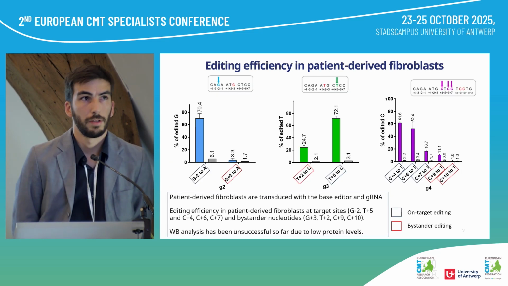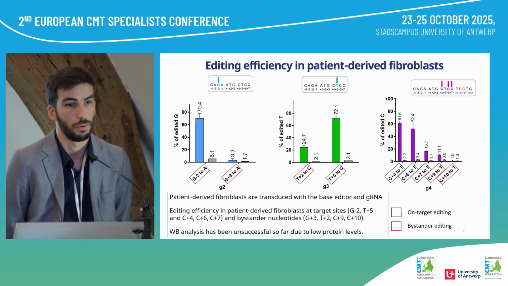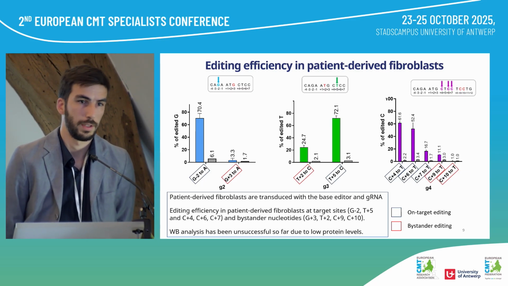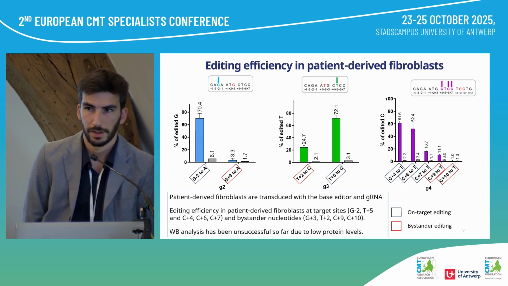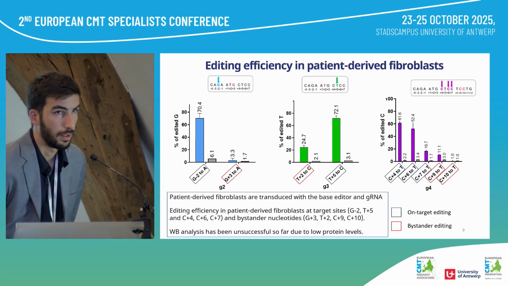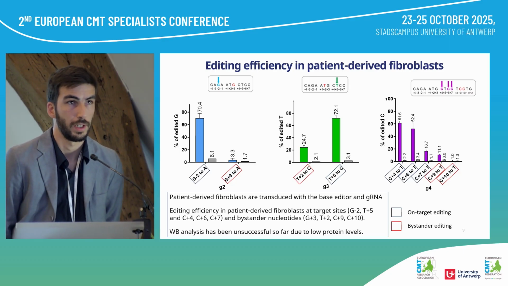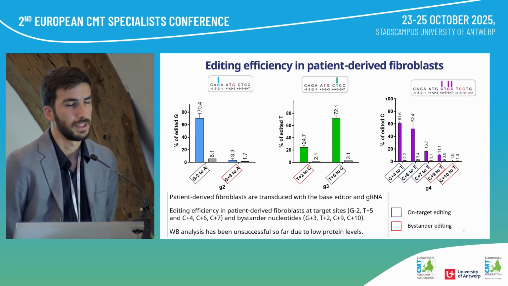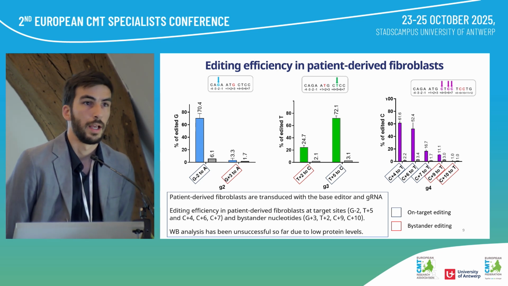And next, we move again into patient-derived fibroblasts. We use a lentiviral vector encoding the base editor and the guide to install this modification. Here the efficiency was even higher. However, for guide 3, we observe really high bystander edits that need to be taken into consideration.